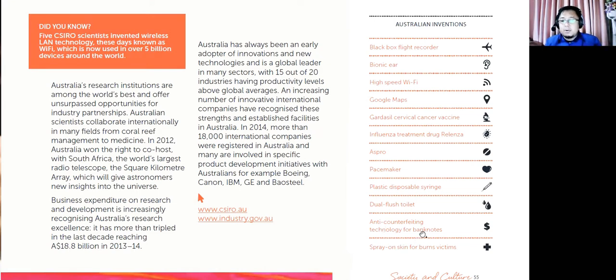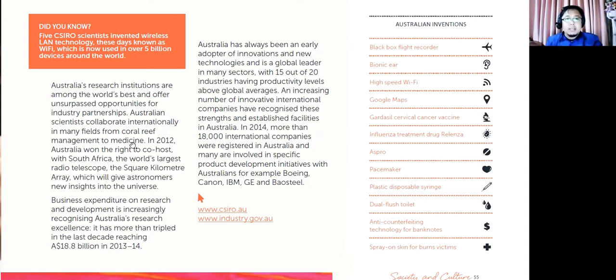Anti-counterfeiting technology for banknotes. Yang terakhir adalah spray on skin for burns victim. Jadi orang luka bakar, jadi bisa langsung disemprot ke kulit. Ini juga invensi atau penemuan dari ilmuwan yang ada di Australia. So this is very impressive for Australian education.